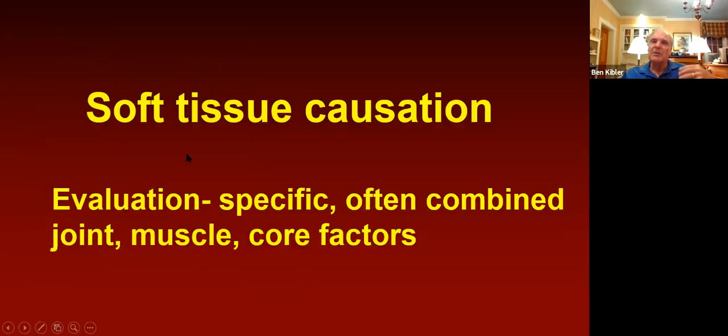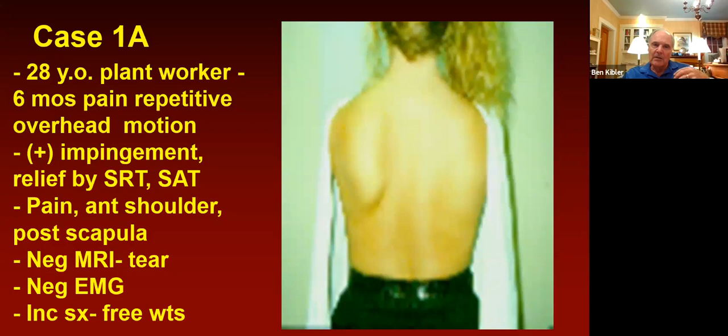All right, let's get into some symptomatic cases. And I've grouped them by causation. This first group is soft tissue causation. So this is mainly muscle weakness and muscle stiffness, which is going to be interesting because then you have to do a pretty good clinical exam. So here are two cases.